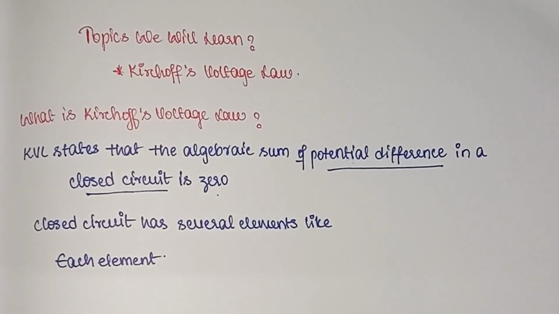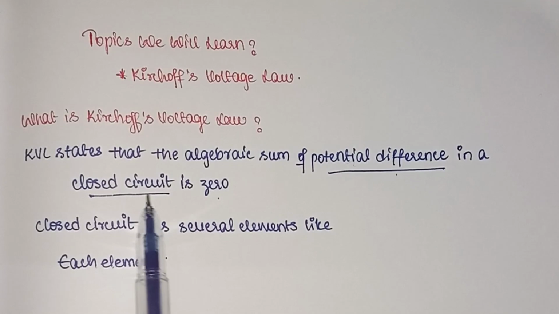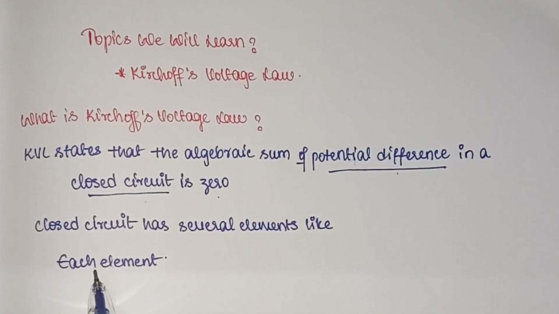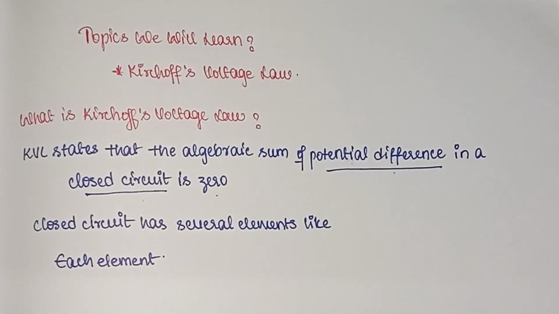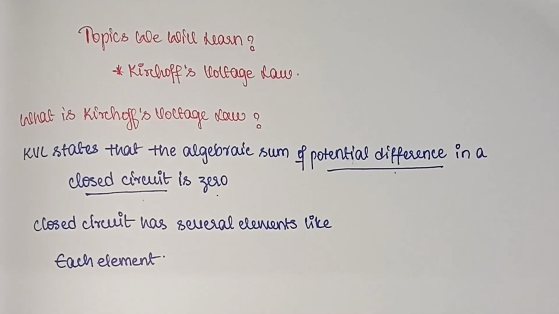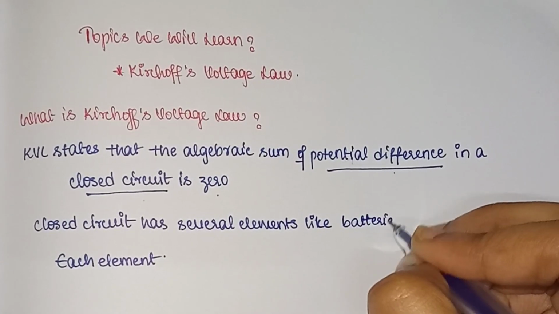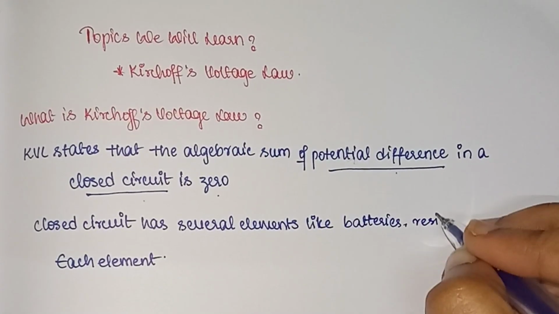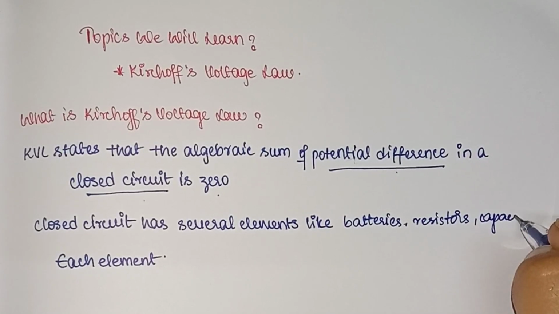Here you need to remember two different words. One is potential difference and the other is closed circuit. What does this closed circuit consist of? It consists of several elements. What are those elements? It might be a battery, a capacitor, a resistor, anything. So we can have batteries, resistors, capacitors, etc.